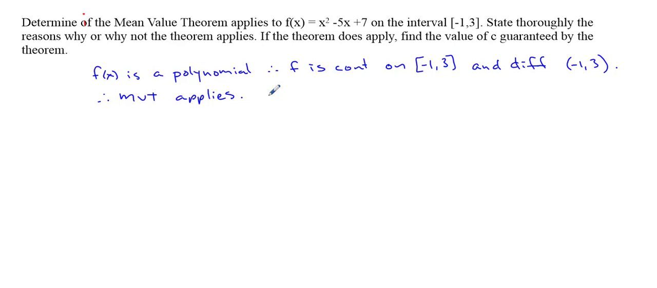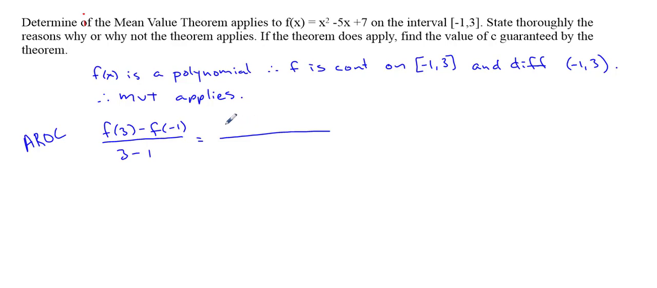Big idea for mean value theorem is that the average rate of change equals the instantaneous rate of change. Well, let's figure it out. Let's find the average rate of change. F of 3 minus f of -1 all over 3 minus -1. And I'm going to put a note here, since this is the first time we've done this. This is AROC, average rate of change. I'm not going to try and cut too many corners, so I'm just going to write everything out. 3 squared minus 5 times 3 plus 7, minus big parenthesis, -1 squared minus 5 times -1, plus 7, all over 3 minus -1.